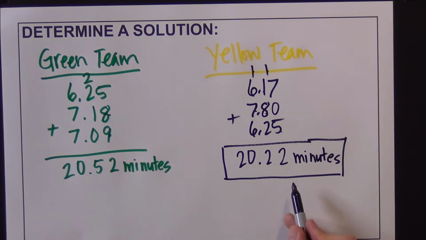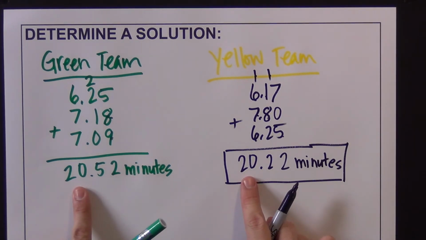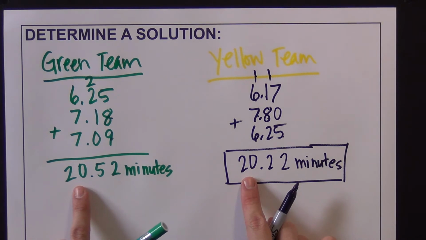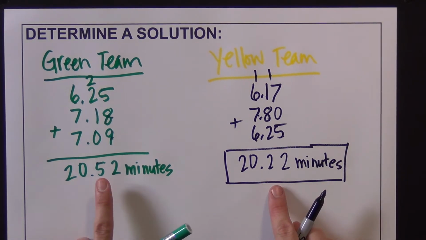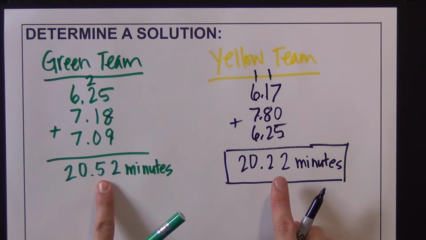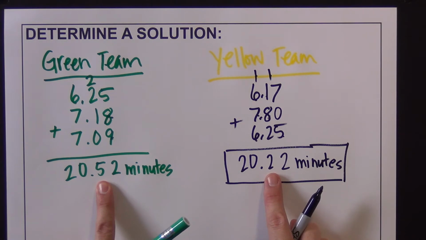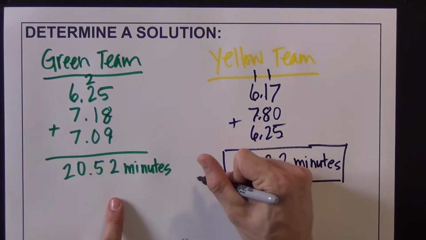When I'm comparing these two numbers, I see that 20 and 20 is the same, the value in the whole place. But here, this team took 5 tenths minutes, while this team only took 2 tenths minutes. So I know that this is the lower time.